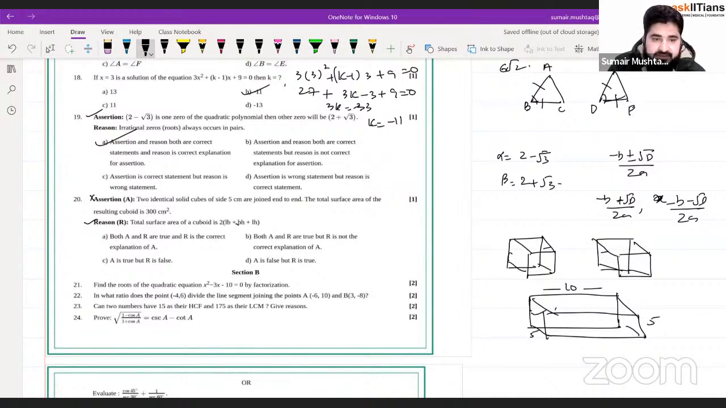So how can you apply? See, both A and R are true. That means this option is not there. Both A and R are true, but R is not the explanation. No, this is not there. A is true, this is also not there. A is false, which I got, and R is true. So this is the option. Fine.